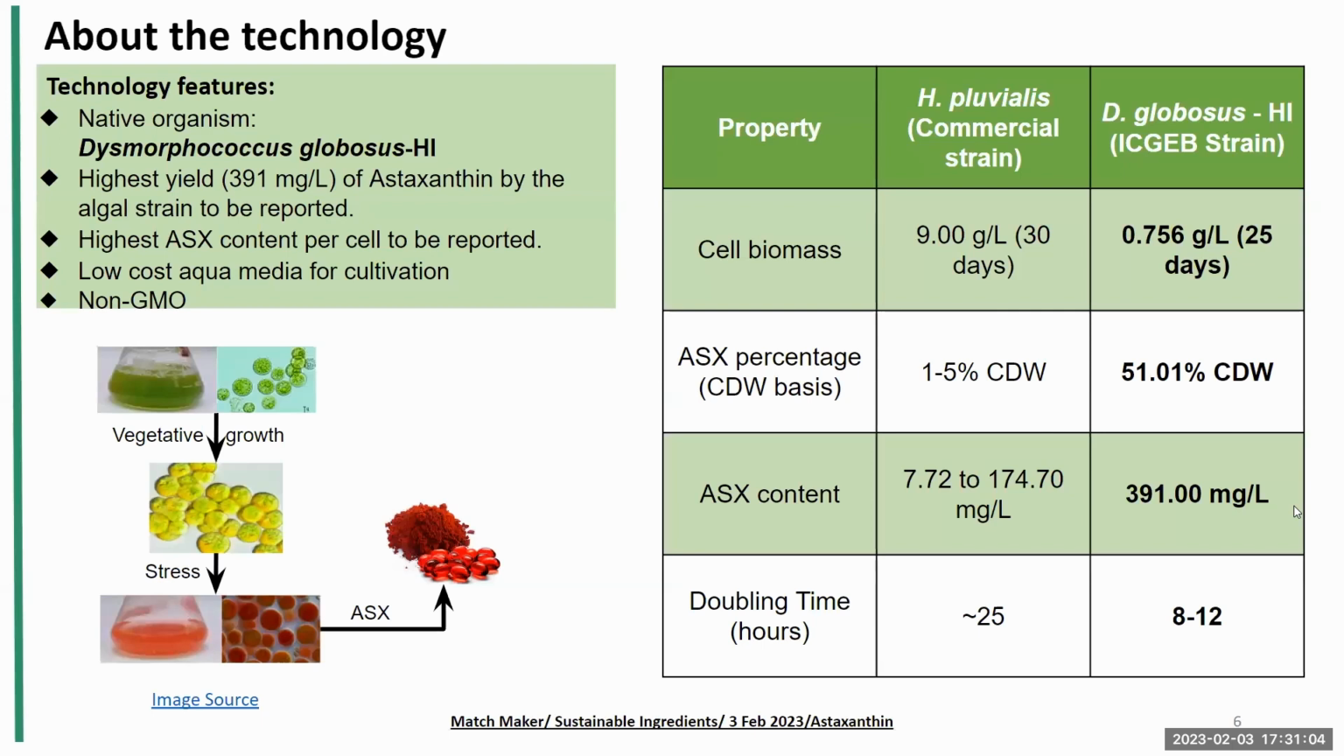About this technology, what we do: we have a two-stage process, a vegetative stage and a stress phase. In the first phase, we proliferate the cells, and once we have plenty of cells, we stress them. Under stress, they start accumulating astaxanthin, so the whole cells become red.